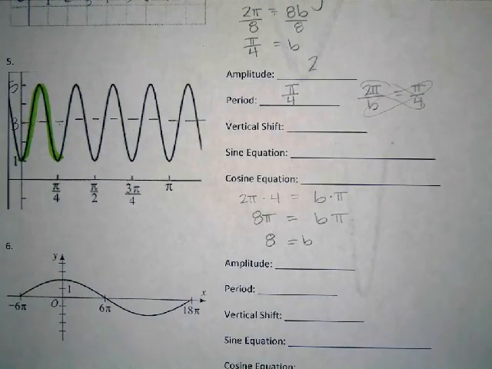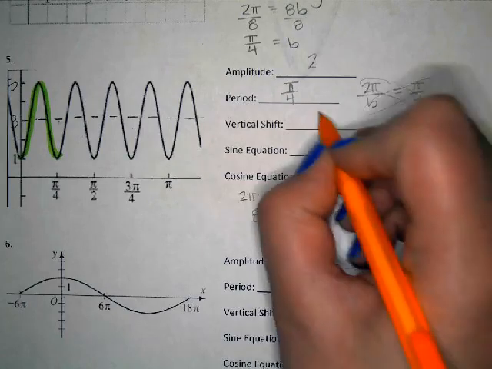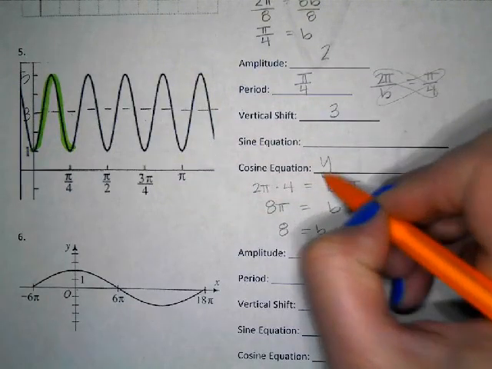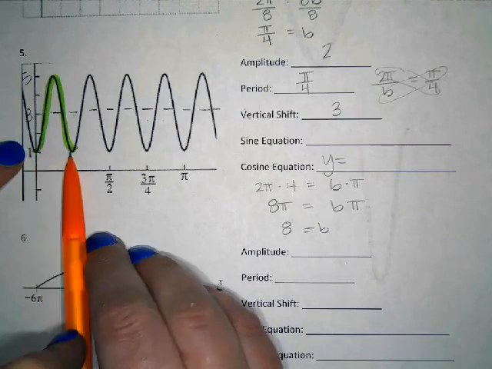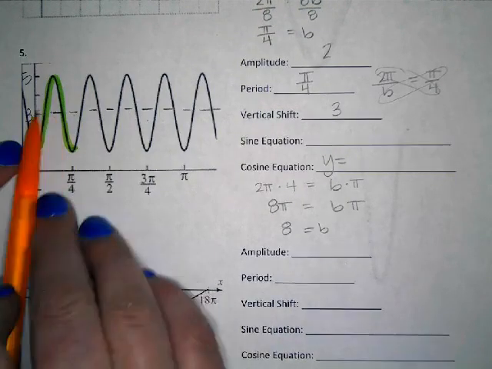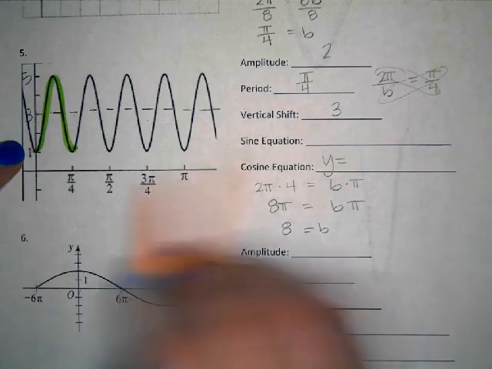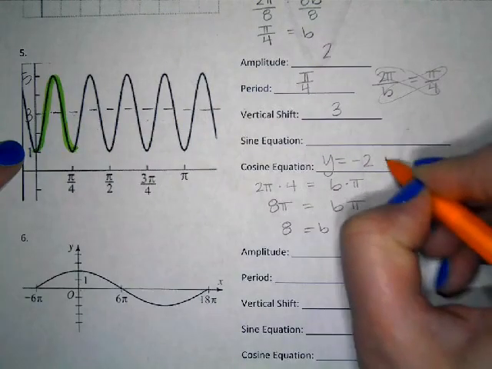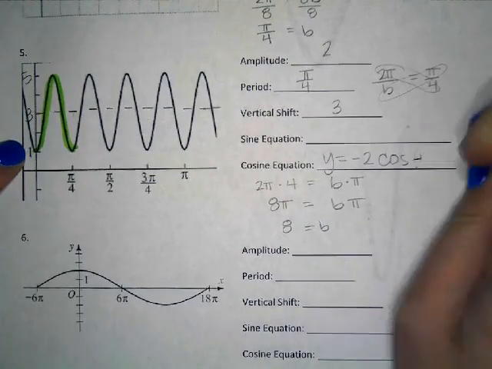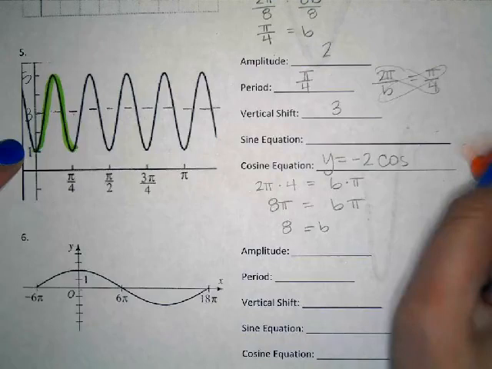Okay, so let's write down that cosine equation. Y equals, it's the middle. You're close. Negative 2 cos. Oh, we did not do left or right. Negative 2 cos, and then what? Negative 2 cos 8x plus 3. Okay. All right.